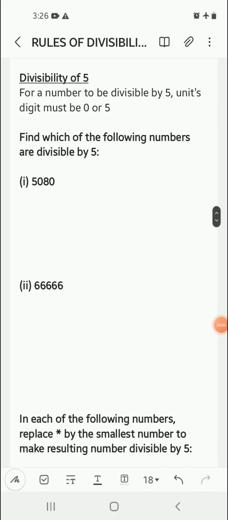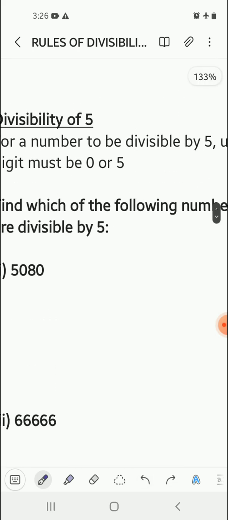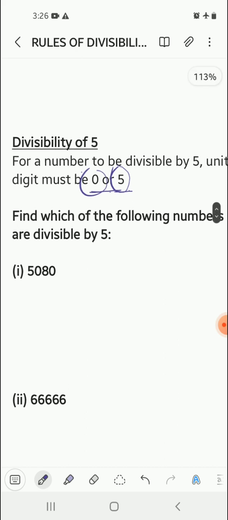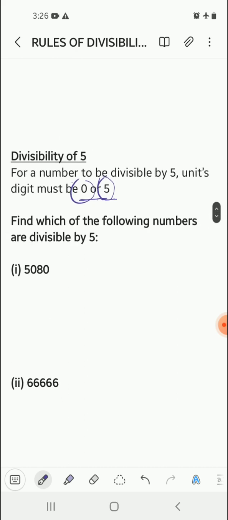The topic is rules of divisibility for fives. Now, the rule of divisibility of 5 says that for a number to be divisible by 5, the units digit must be 0 or 5. So, the basic rule is we have to check the digit that is in the units place. If it is 0 or 5, either of these two, then the number is divisible by 5. See, the question given is find which of the following numbers are divisible by 5.